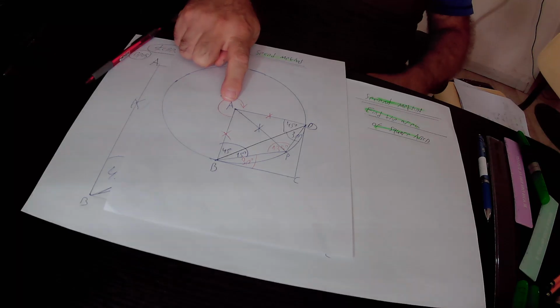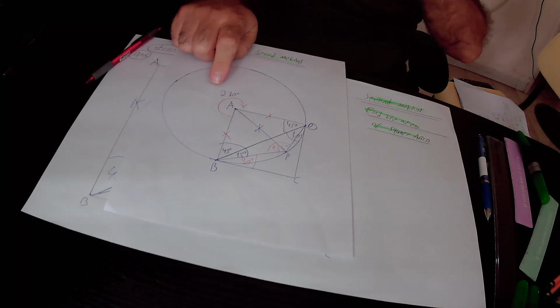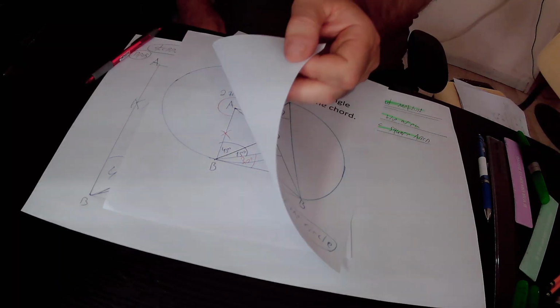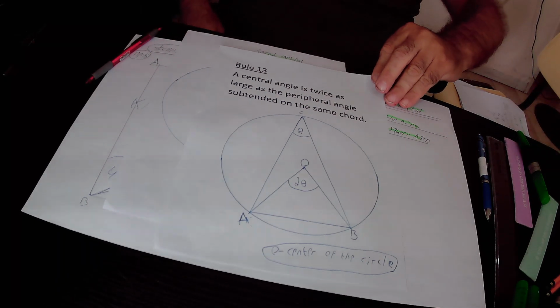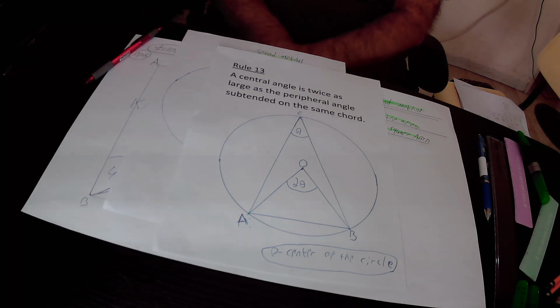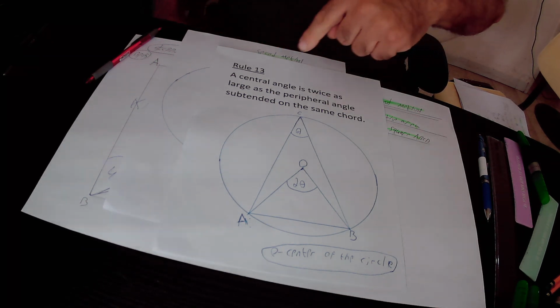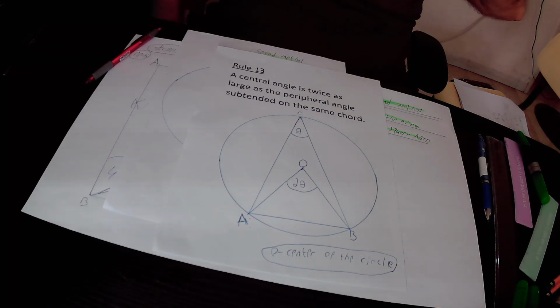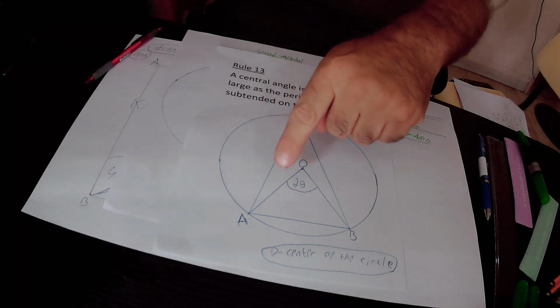This is the center angle. This is angle DBP. So you can implement rule 13. According to rule 13, the center angle is twice as large as the peripheral angle subtended on the same chord. Therefore, you have a circle. This is peripheral angle ECB. This is equal to 30 degrees in size, and it's subtended on chord AB.